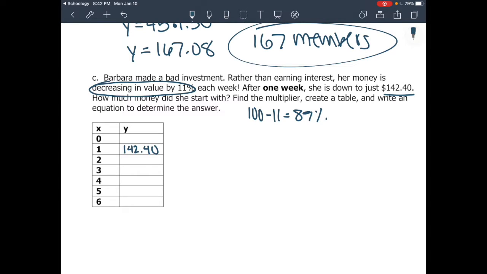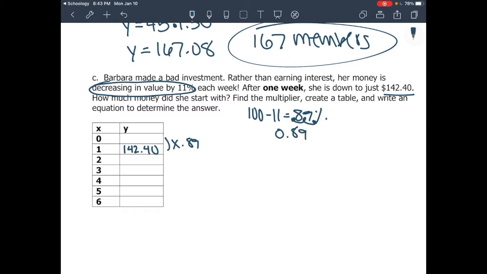And then to put it into the table, that is the decimal 0.89. So to go forward, I'm multiplying by 0.89, which, since it's lower than 1, is going to pull me down each time. So to fill in the rest of the table, I'm going to do 142.40 times 0.89 to go forward. And note that this is money, so we want to round accordingly.